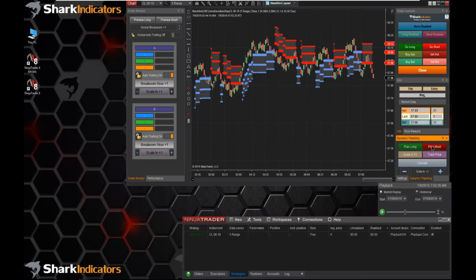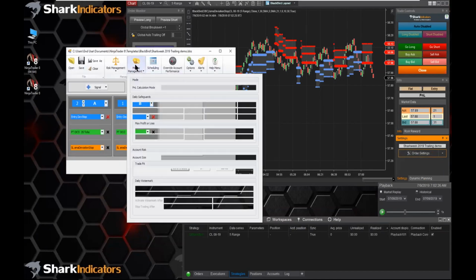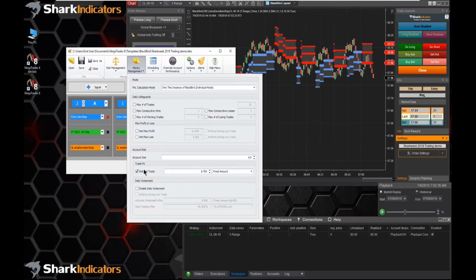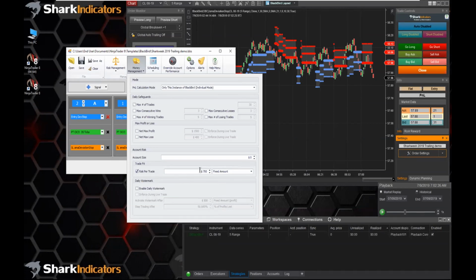Also, I can use the Dynamic Planner to illustrate the trade fit here. So we have a scale to fit button here that I can enable. And before I get going too far here, let's switch over to this order settings. And inside the money management, I can show you I've turned on the trade fit and the risk per trade. I've set my risk per trade to $700, right?